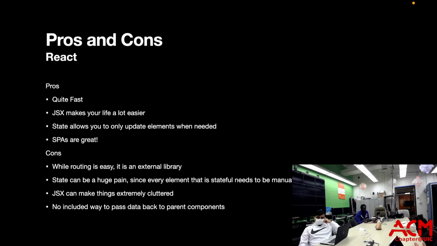So, React, it's fast, especially if you are good about managing your libraries. JSX makes your life a lot easier. You're combining JavaScript and HTML, which is nice, but it can lead to very cluttered spaghetti code if you're not careful. State allows you to only update elements when you need to, and SPAs are great.